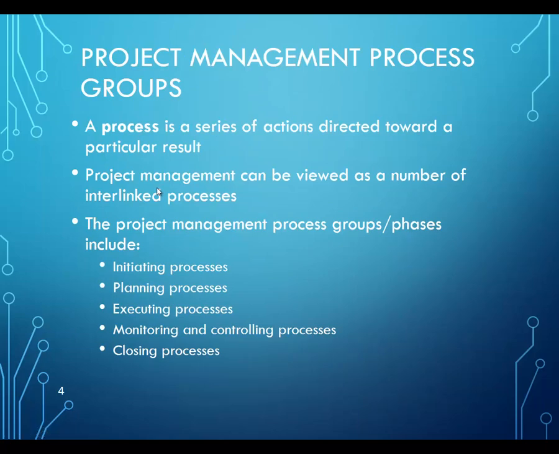A process is a series of activities, tasks, or actions that will be directed to produce a particular result. Project management can be viewed as a number of interlinked or connected processes. As we stated in the previous lecture, we talked about the different process groups or phases, which included initiation, planning, execution, monitoring and control, which is one phase, and closing as the last phase. So we have those 5 main phases in project management.